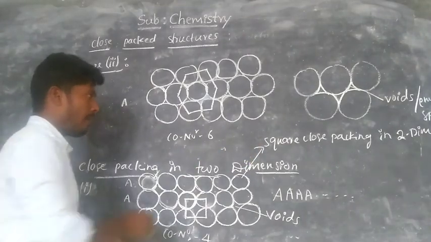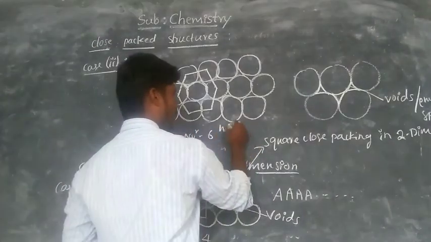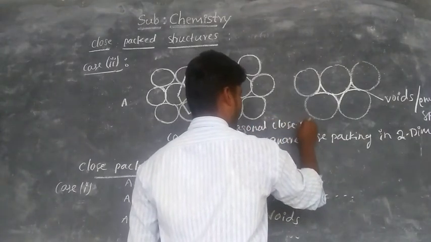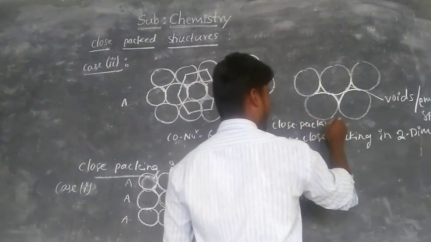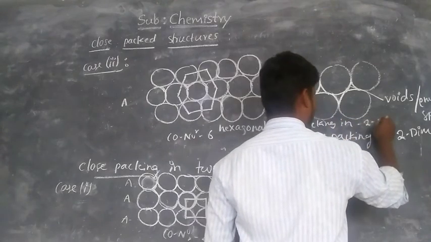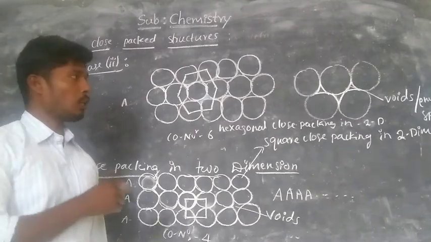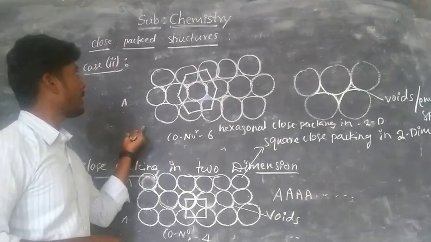So this is called what? Hexagonal closed packing in two dimension. Hexagonal closed packing in two dimensional. This is called hexagonal closed packing.